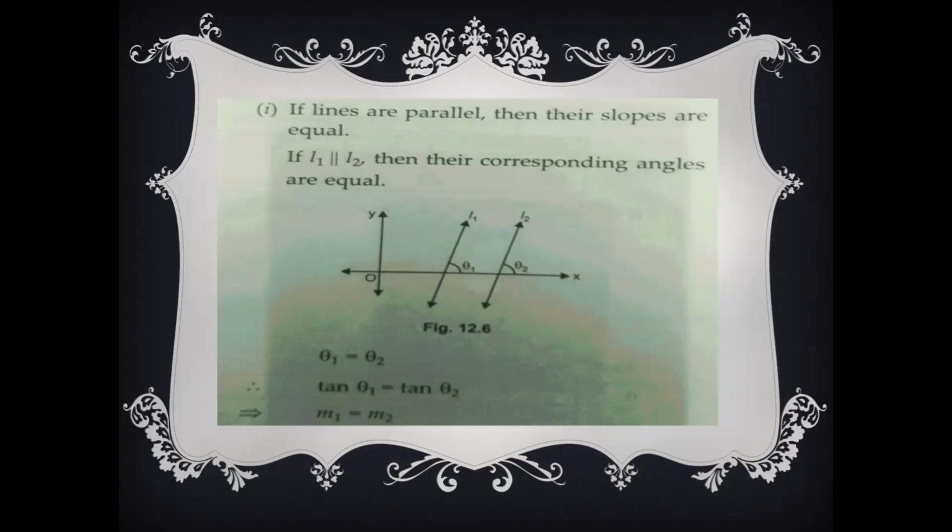A few more conditions. If two lines are parallel and we know the slope of one of the lines, say L1 is making angle theta 1 and the slope is M1, for any other line which is parallel to that line, the slope will be M2. But if the lines are parallel, then their slopes will be equal to each other. So M1 equal to M2. Just remember this relation. That will be quite helpful in solving the problems in the books.